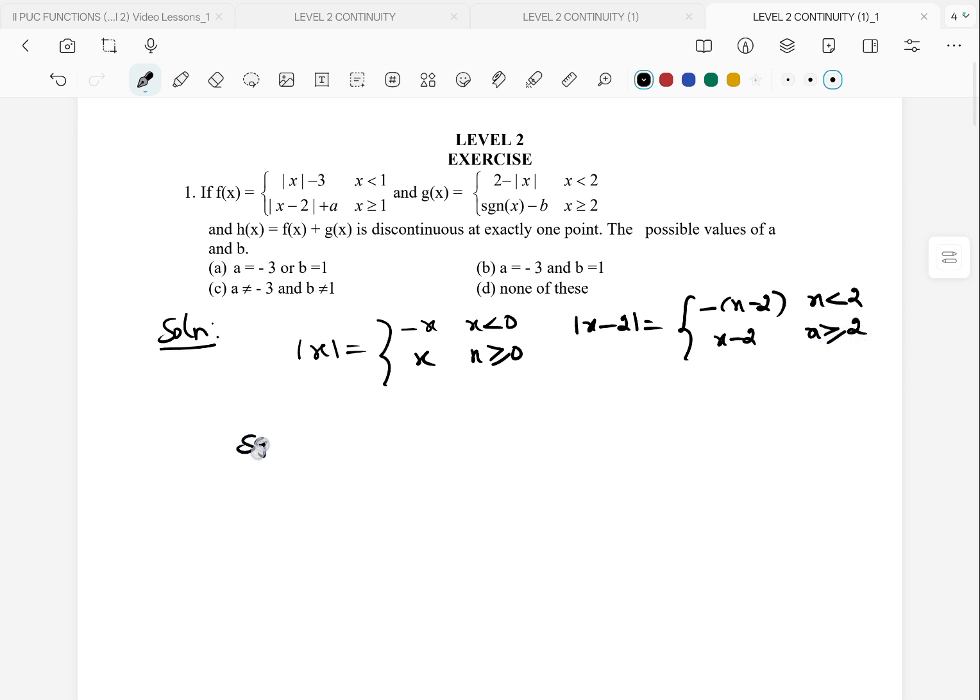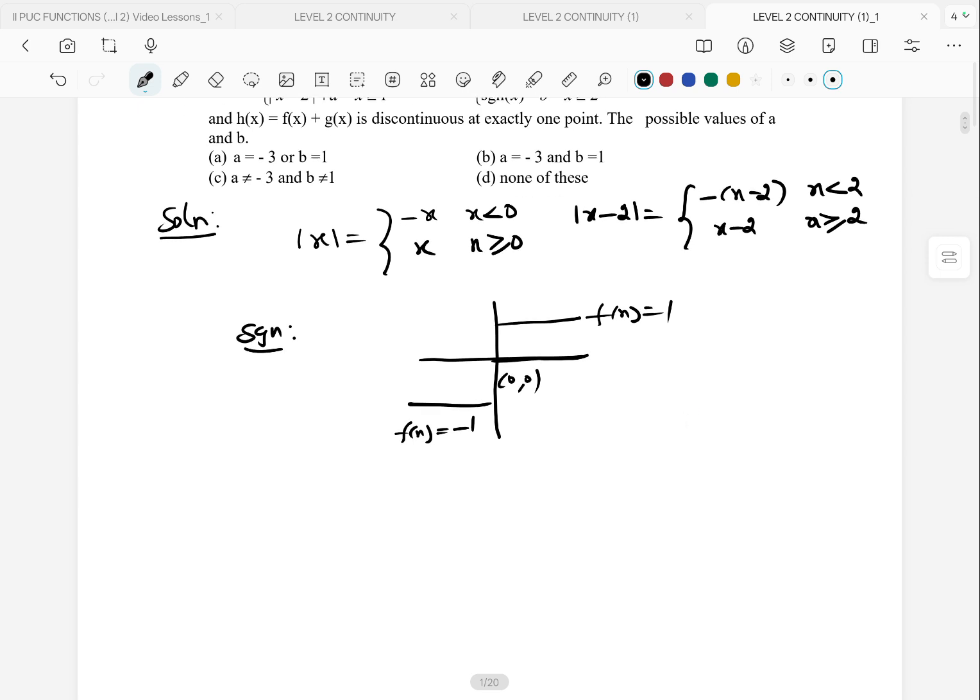Next, the signum function. How is the signum function defined? When x is 0, f of x is 0. For all x greater than 0, f of x equals 1. For all x less than 0, f of x equals minus 1. So this we have already discussed in first PU class. Now, let's first redefine f of x and g of x before we add them and get h of x.